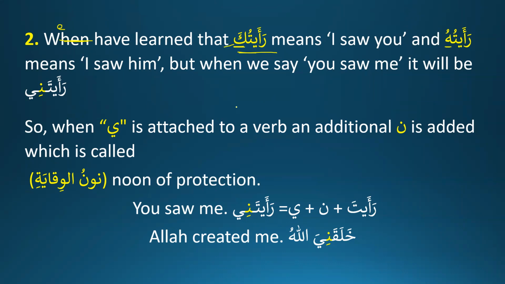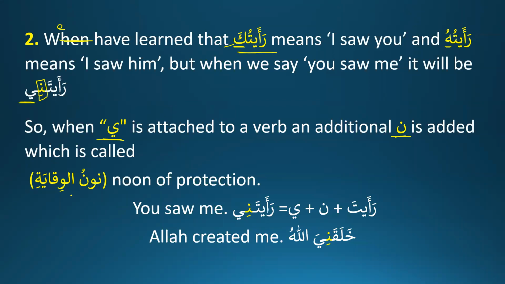But when we have ya al-mutakallim, when we attach ya al-mutakallim with a verb, then a small change takes place. And what's that change? Ra'aytani. So here, what happened over here? We can see that a small noon has been inserted. So when we use ya mutakallim as an attached pronoun with a verb, then what happens? A small noon is inserted. So this is called noonul wiqaya. What do we call it? Noonul wiqaya. That means noon of protection.